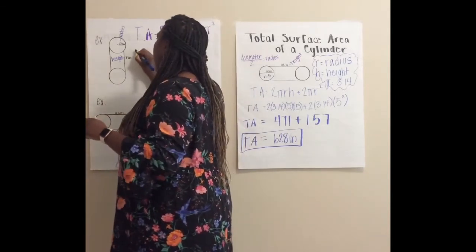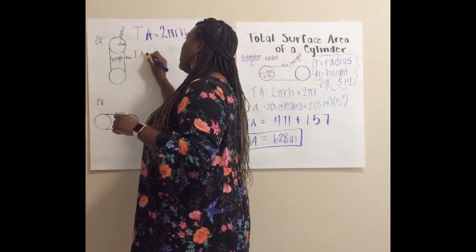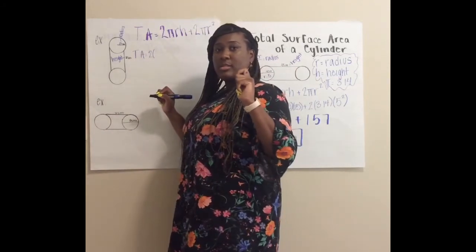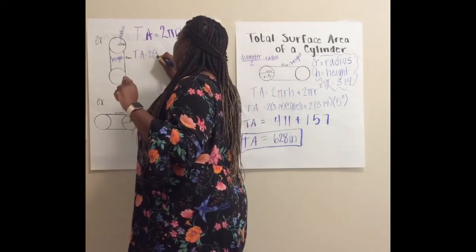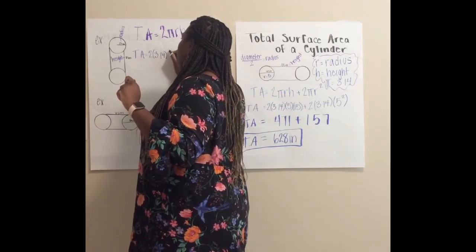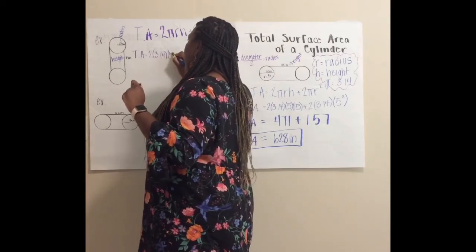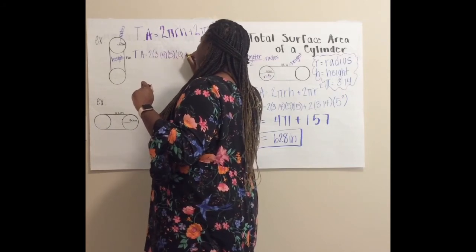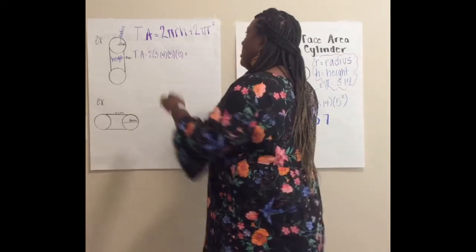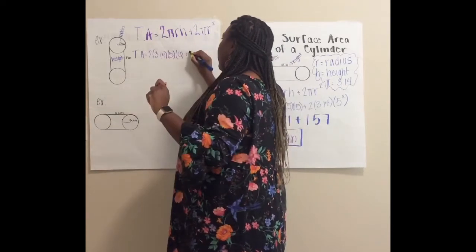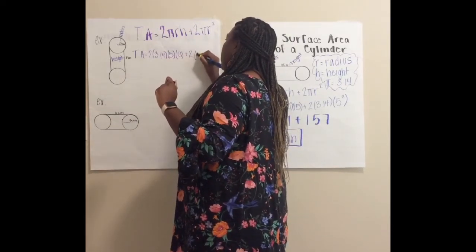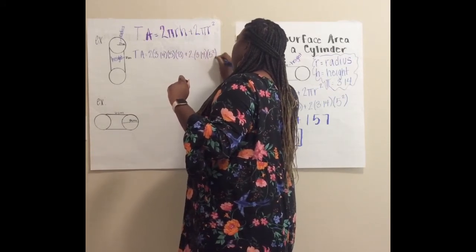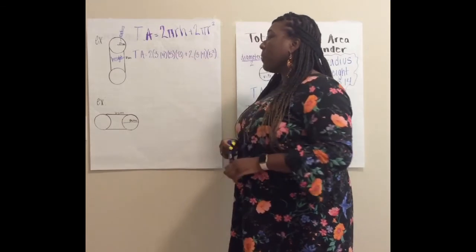So we have TA equals 2. Open parentheses, pi is always what? 3.14. Our radius is 5. Our height is 8. That's the first half. Now we need the back part. We bring our 2 down. We have our pi, and we have our 5 squared because that is our radius.